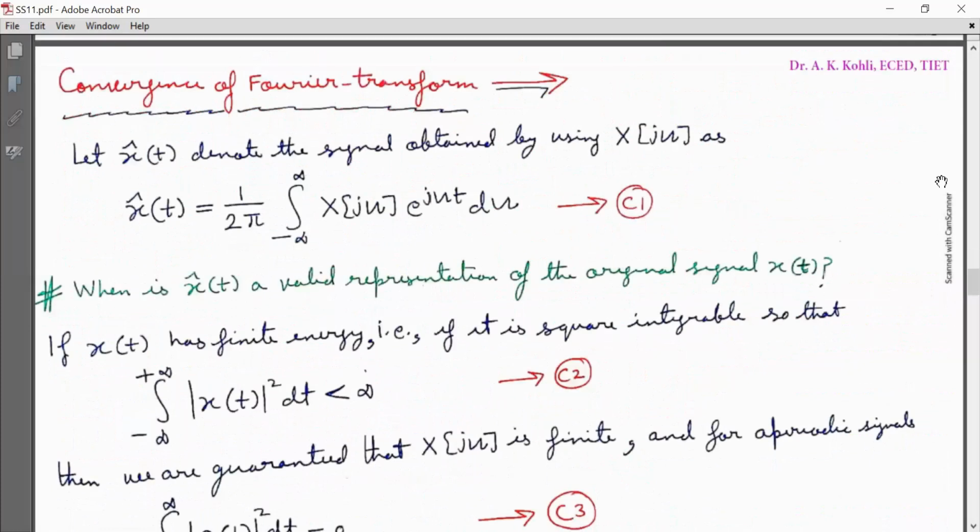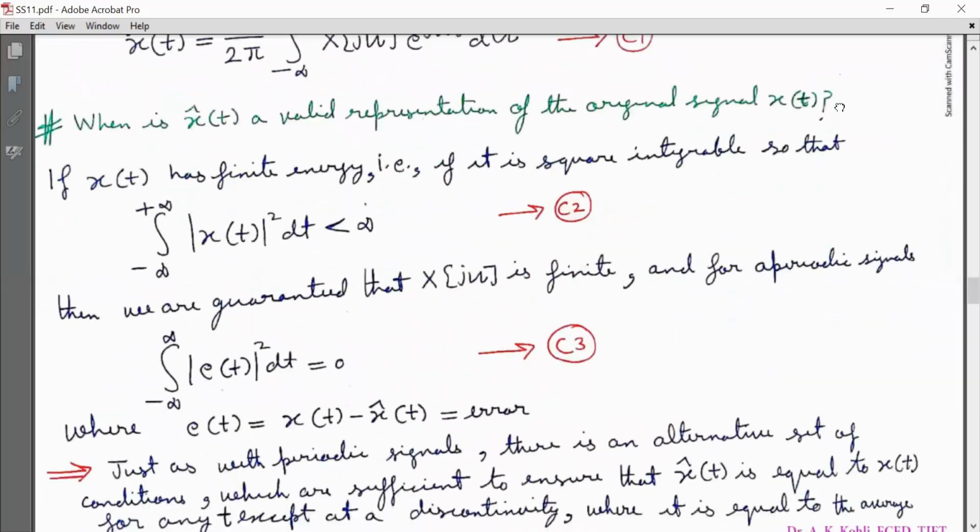Next is convergence of the Fourier transform. Let x cap(t) denote the signal obtained by using capital X(jω) as x cap(t) is equal to 1 by 2π integration from minus infinity to infinity of capital X(jω) e raised to the power jΩt dΩ. Mark it as equation C1. When is x cap(t) a valid representation of the original signal x(t)? This is a question.